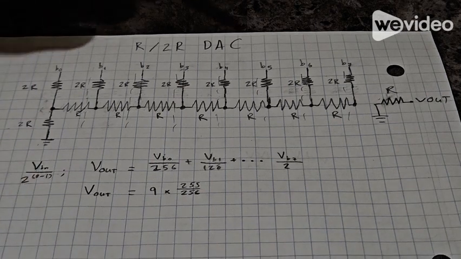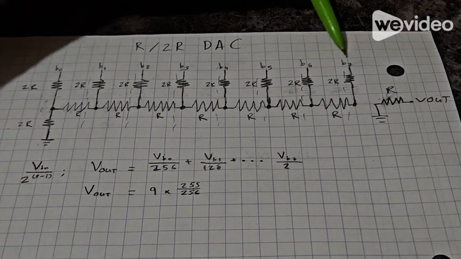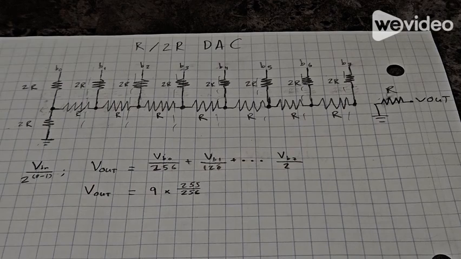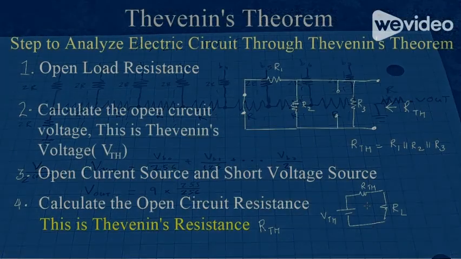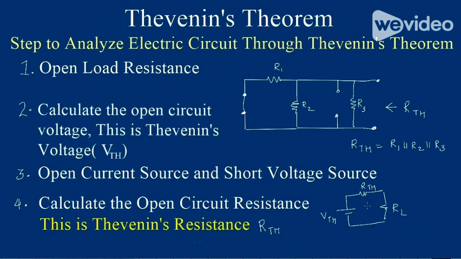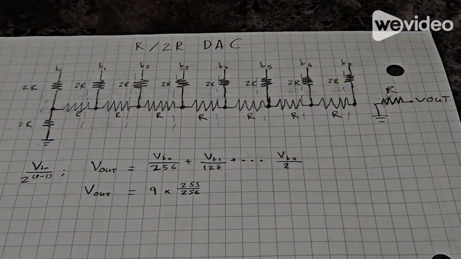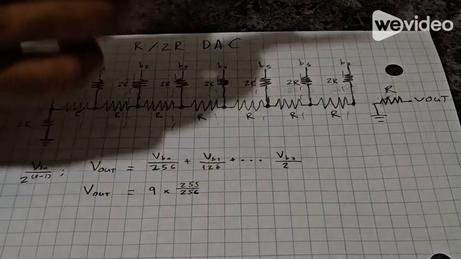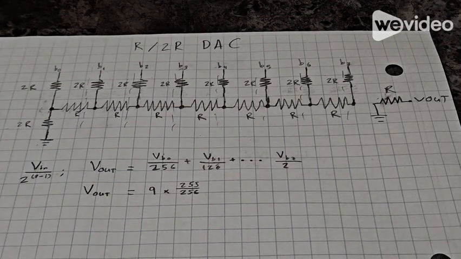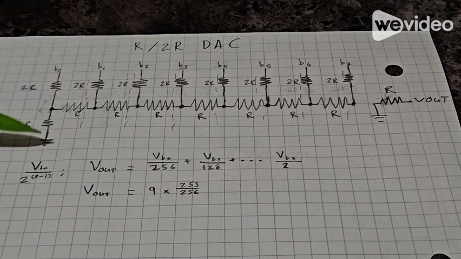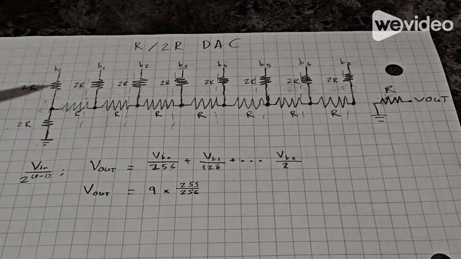There are 8 digital inputs in the circuit ranging from B0 to B7, which represent the Arabic numbers 0 through 255 in binary. First, let's talk about Thevenin equivalent circuit theorem. Thevenin states that any linear circuit, no matter how complex, can be simplified to an equivalent circuit consisting of a single voltage source with a series resistance and ground. So basically, Thevenin says that we can take any linear circuit, in this case the R2R DAC, and reduce it to just a single voltage source, single series resistor, and ground, called the Thevenin equivalent.